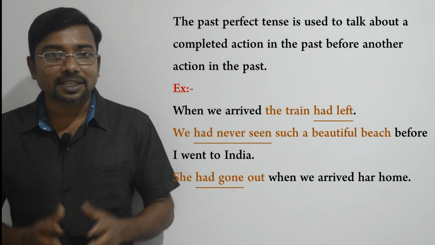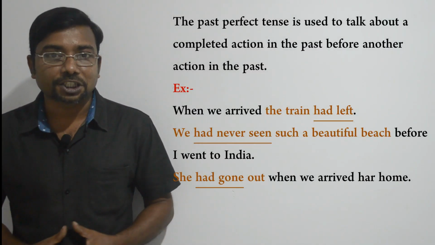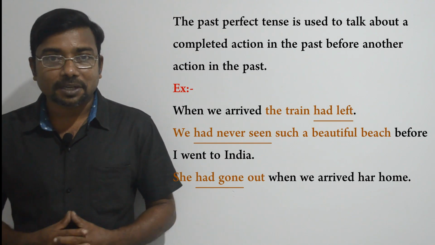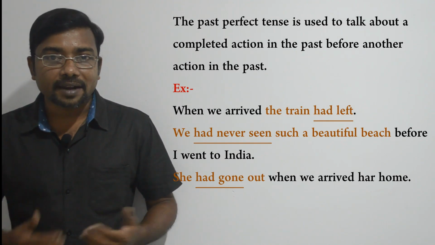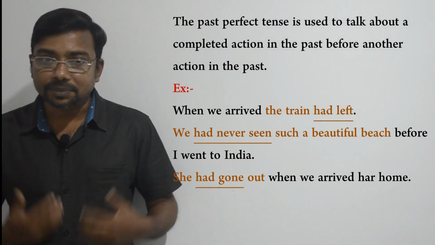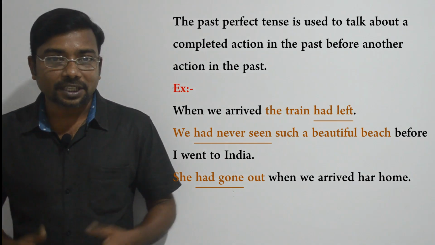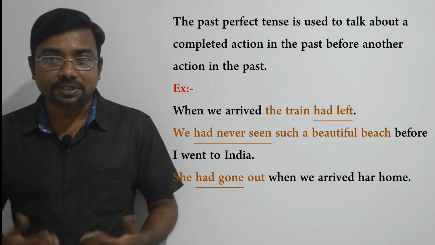Hello everyone, now we are going to turn our attention to uses of past perfect tense. This tense is used to talk about a completed action in the past before another action in the past. Look at these examples. When we arrived, the train had left. We had never seen such a beautiful beach before I went to India. She had gone out when we arrived at her home.